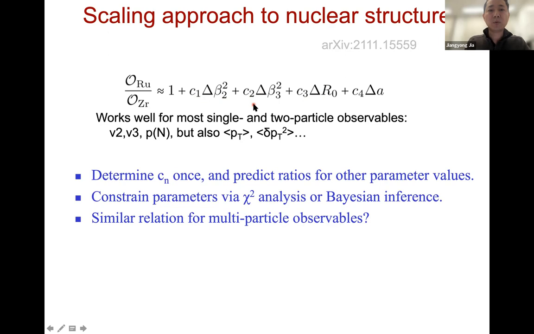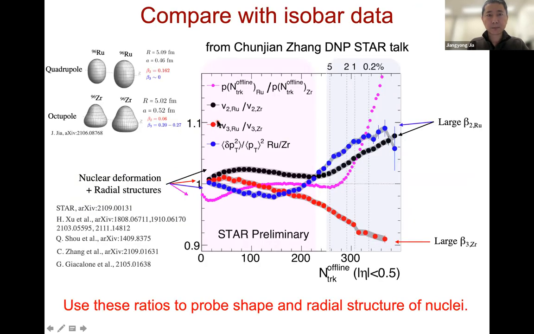You can use it to make a prediction on other systems, for example. I think this is something that could be useful for future analysis. So let me apply this to the isobar data.